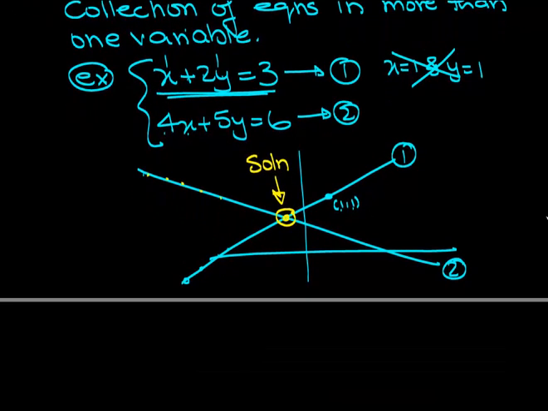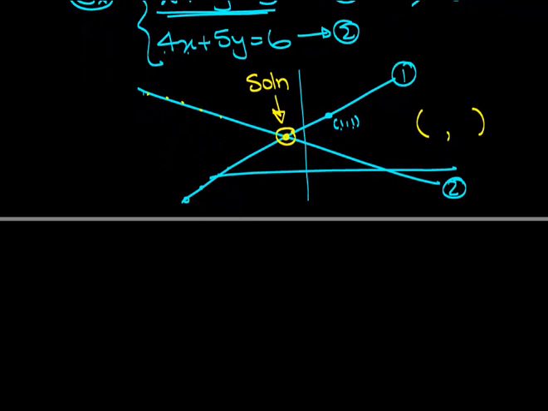Okay, when we talk about systems like this, our solution will always be points of intersection. So we always want to write a solution as a point, because we're looking for a point of intersection. We're looking for a point that satisfies both of them. I hope you understand what we mean by a system. A system is a collection of equations in more than one unknown, and a solution to a system is a point. So let's write that down.